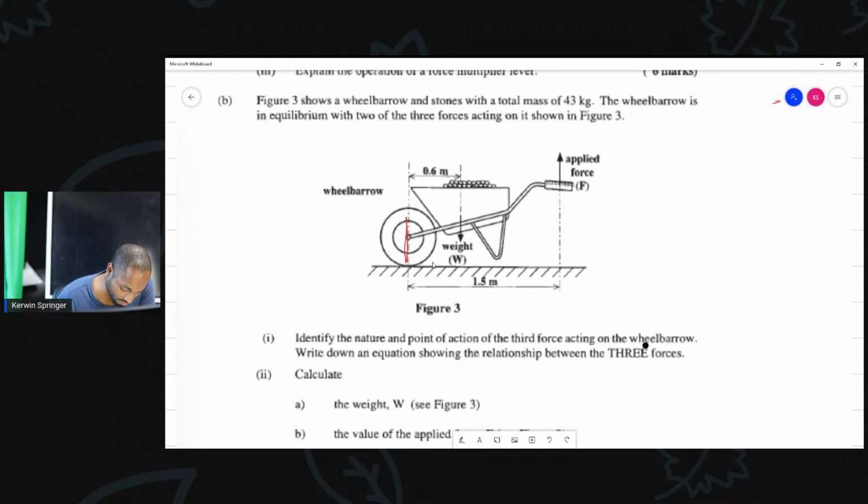So there's a resultant force acting here. So this is the third force. We can call it F2 or resultant force, whatever you feel we should call it. They didn't give us a name for it, so I will call it the resultant force.